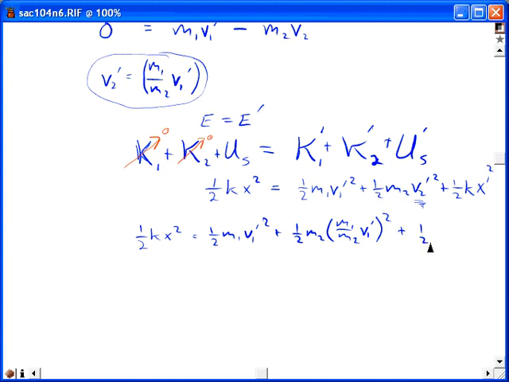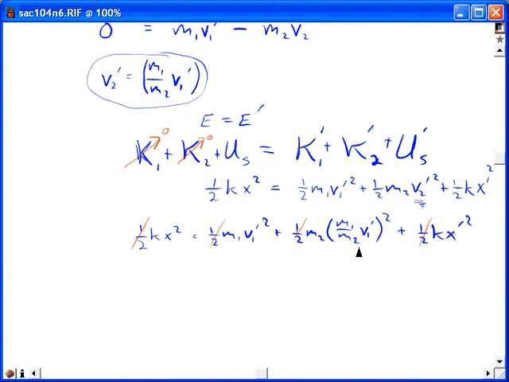And then plus this term stays the same. Okay, now I can start solving for x prime. I think I'm going to simplify this term a little bit. Hey, what do you say we multiply by 2 on both sides? Every term on this side has a 1/2 in it. That makes the 1/2 go away.